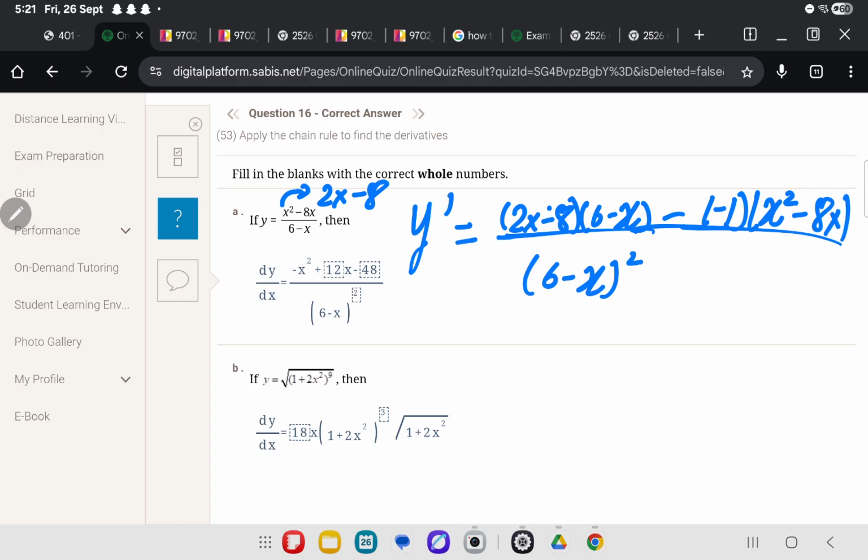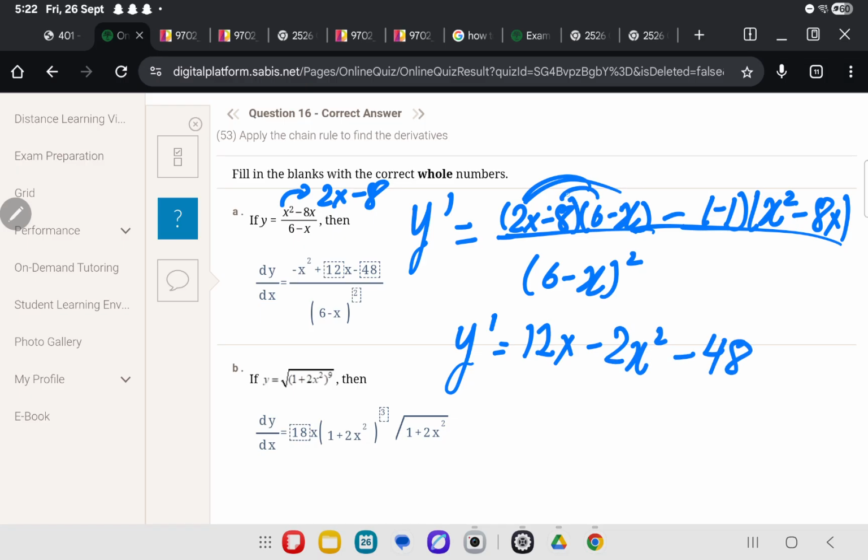Okay, so now, how do we do this? It's very easy. We're just going to expand. Expanding this will give me y prime: 2x times 6 is going to give me 12x, right? 2x times negative x gives minus 2x squared. Now negative 8 times 6 is minus 48. Negative 8 times negative x is plus 8x. Minus and minus make plus.